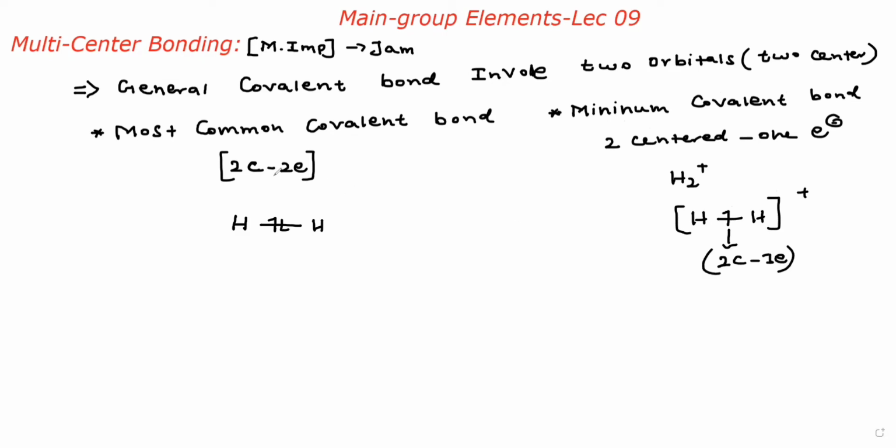And the other bond is the two center, two electron bond. This is the most common bond. Whenever we say covalent bond, what is the condition? The two center, two electron bond. This is a common covalent bond, and the two center, one electron bond is a minimum covalent bond.